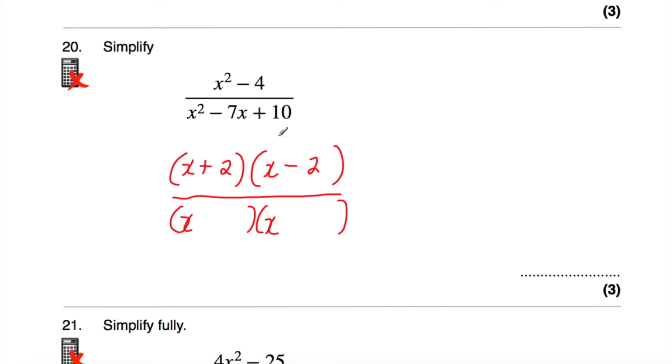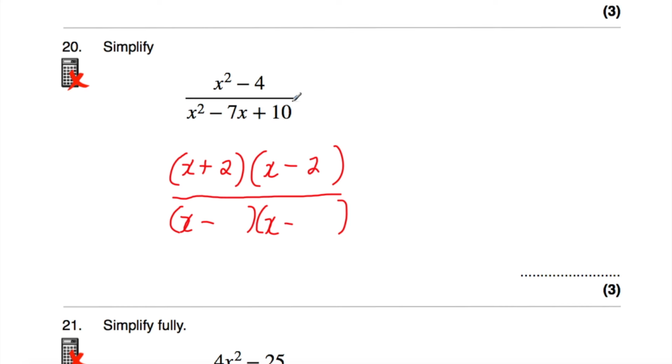Now we want two numbers that multiply together to be 10 and add together to be negative 7. Because they multiply together to be a positive and add together to be a negative, it means they're both going to be negative. Now actually, we want to cancel this down. So what I'm really looking for is a bracket on the numerator and a bracket on the denominator. Because we've got x minus 2 here, I think one of the brackets may be x minus 2. So let's think about it.